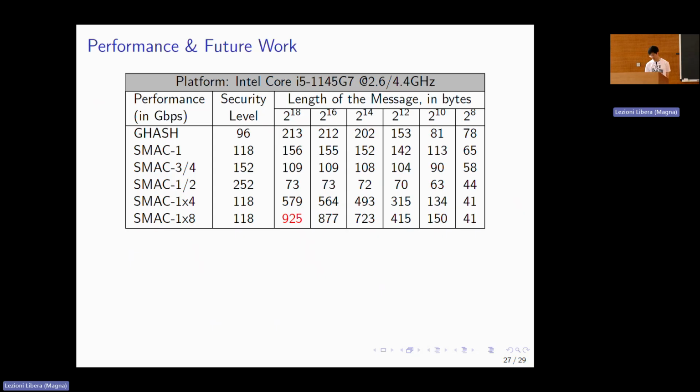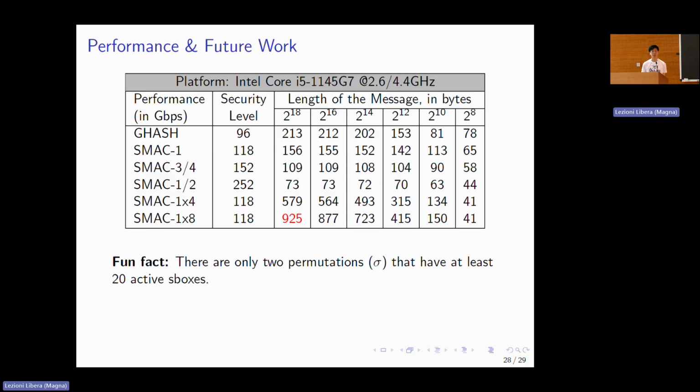For the future work, there are many possible directions, but I want to mention a fun fact here. After checking all of the permutations, we noticed that there are only 2 permutations that have at least 20 active S-boxes, and all of the other permutations are very weak. So we are wondering if there is a mathematical theory behind this type of design, that we can find out to derive the permutation directly?